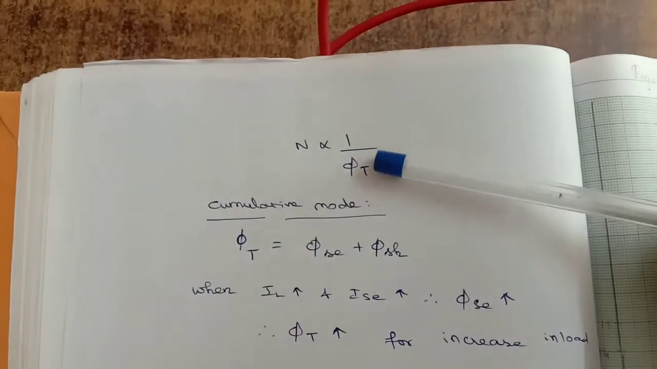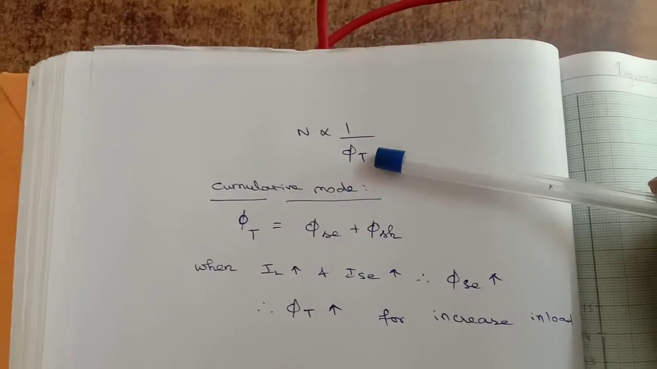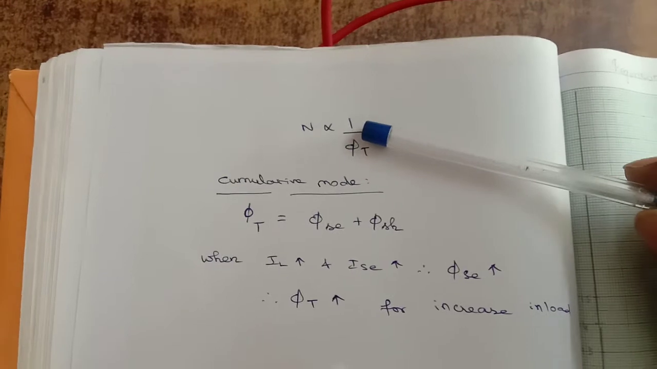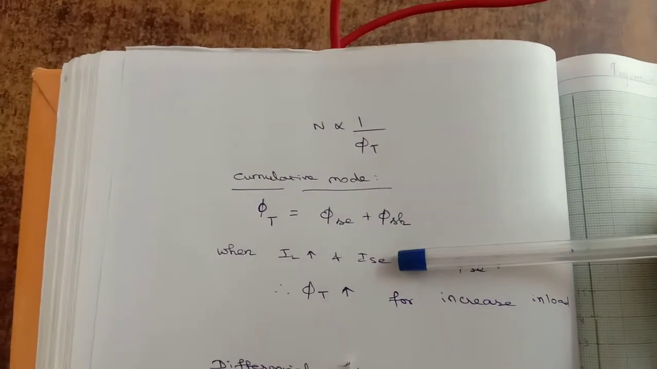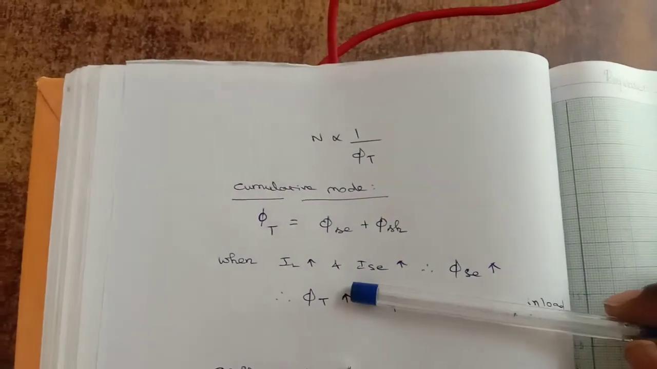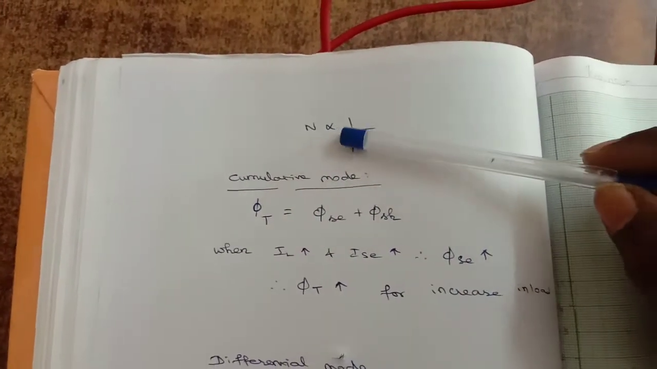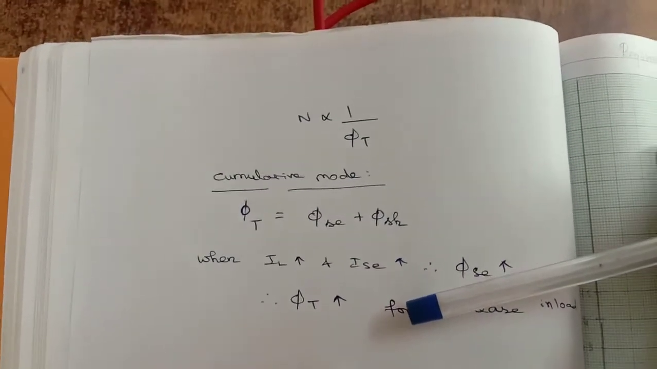Here we can use the relation that N is inversely proportional to the total flux. For every increase in flux, the speed will decrease. So when the load is increased, Ise increases, hence phi SE increases and the total flux increases, so for every increase in load, the speed will be reduced in the case of cumulative mode.